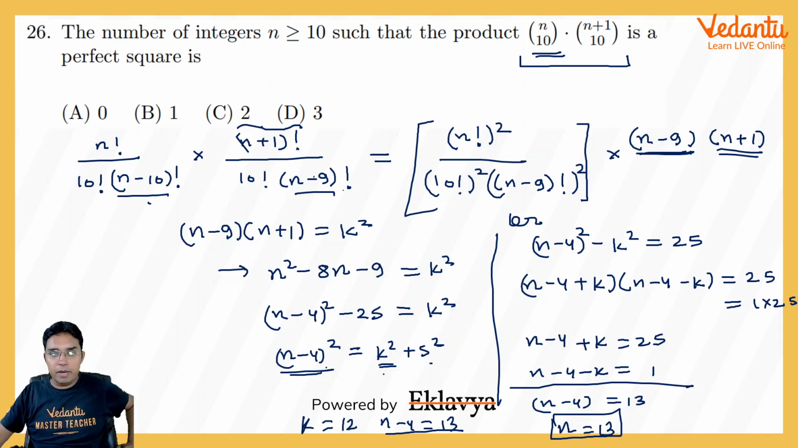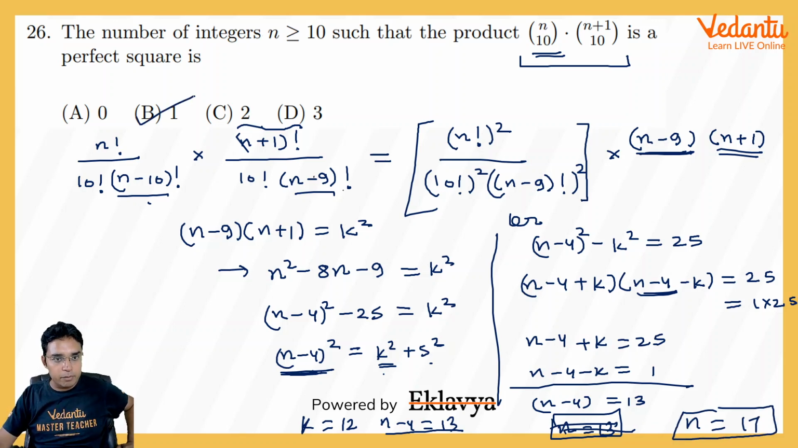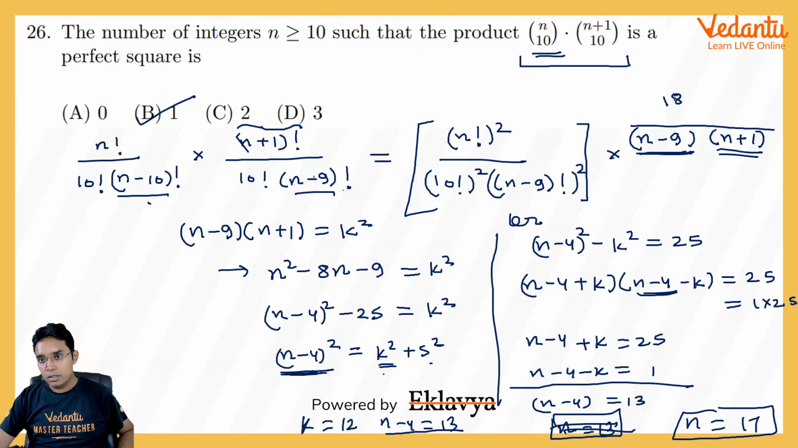Actually, this n minus 4 has to be greater than k, so they both will be positive. So n minus 4 will be 13 and n will be equal to 17. So what exactly have they asked? Number of integers. So I think the answer is B, that is 1. And you can check for n equal to 17. This expression will become 17 minus 9 is 8, and 17 plus 1 is 18, which is a square of 12, I think. 18 into 8 is 144, 12 square.